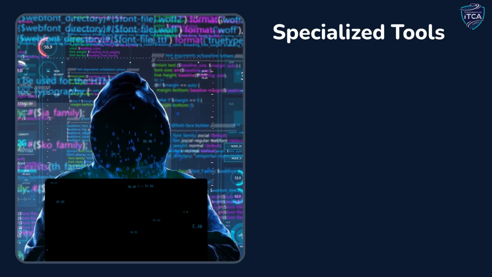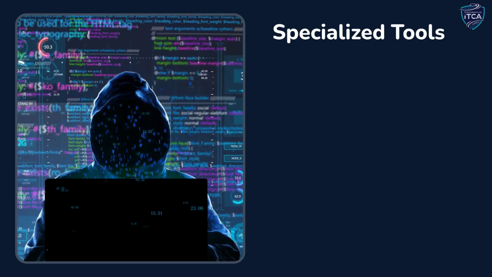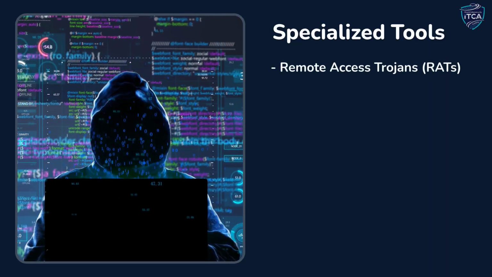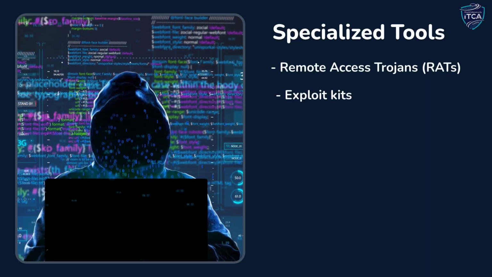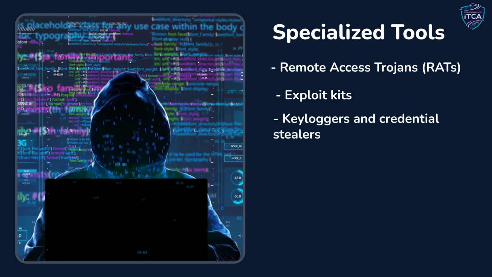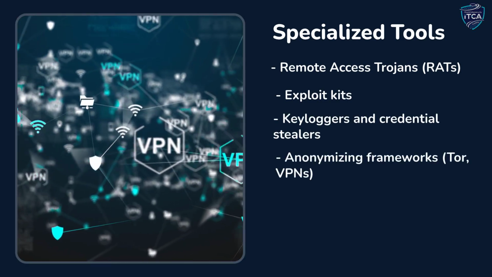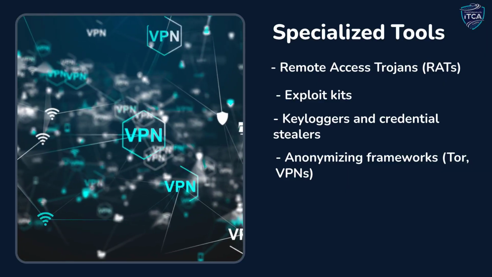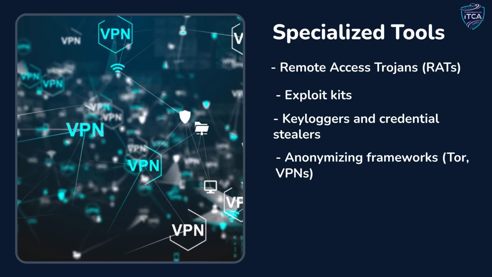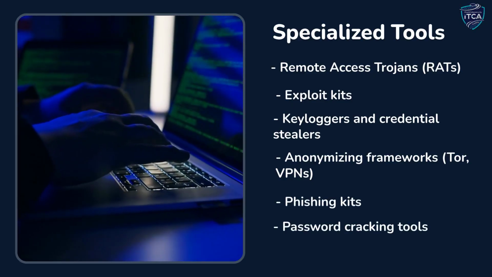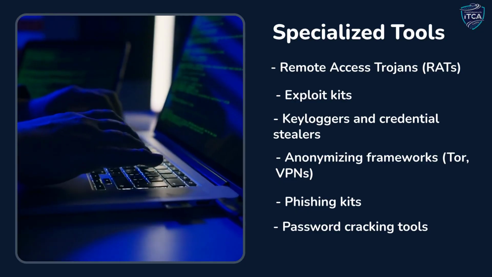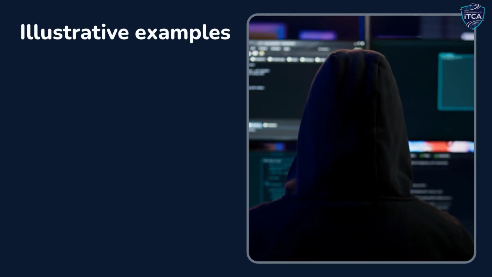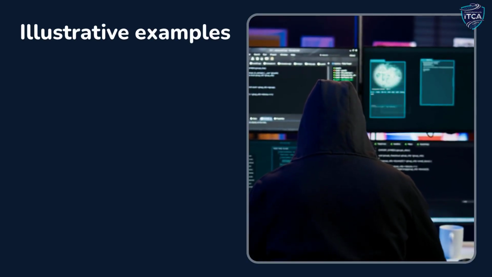Cybercriminals also rely on specialized tools and infrastructure. These include remote access Trojans for persistent control, exploit kits for client-side vulnerabilities, keyloggers and credential stealers, anonymizing frameworks such as Tor and VPNs, botnets, packers and obfuscators to evade detection, phishing kits, password cracking tools, and even legitimate administrative utilities that are misused for persistence or lateral movement. To make this more tangible, consider a few illustrative examples.